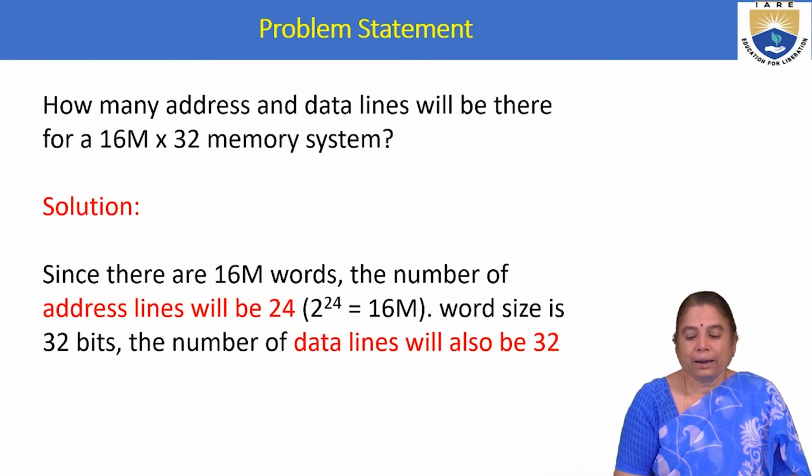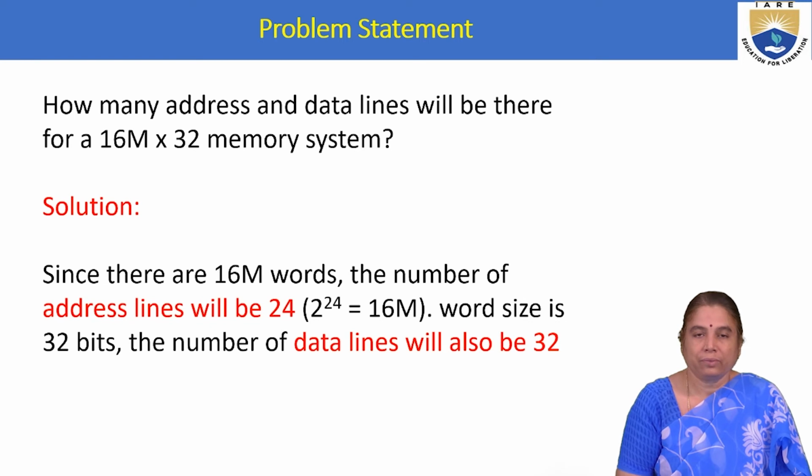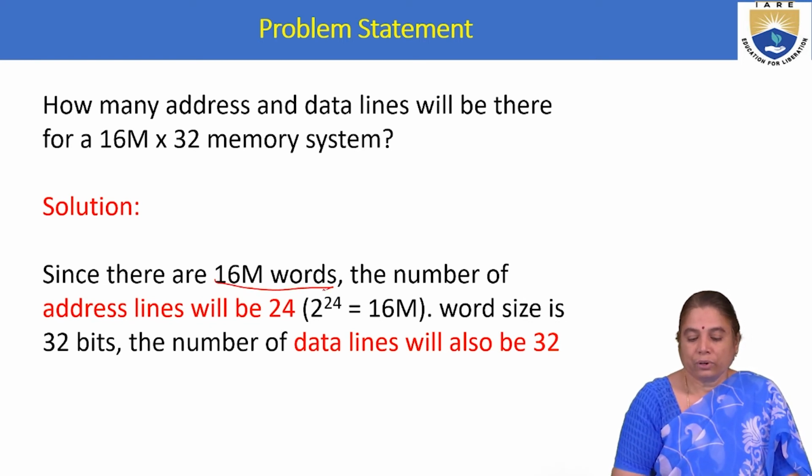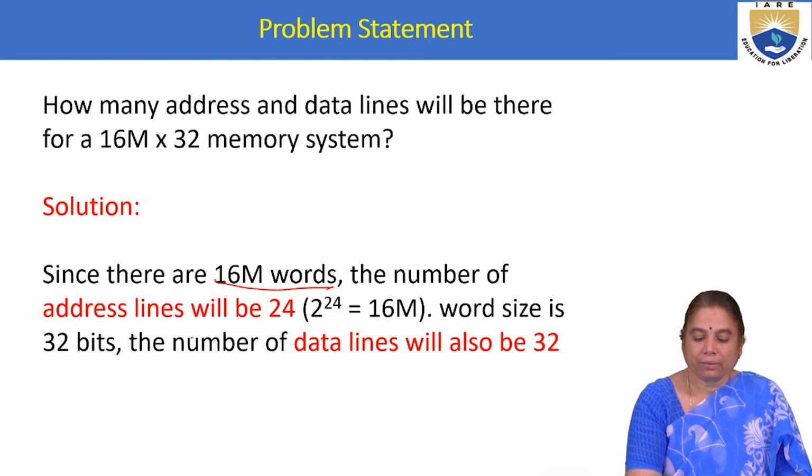Next, how many address and data lines will there be for a 16M by 32 memory system? Since there are 16M words, the number of address lines will be 24, as 2 power 24 is 16M. The word size is 32, so the data lines will also be 32.